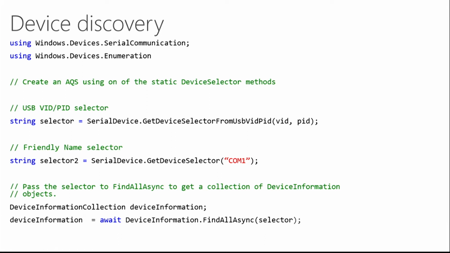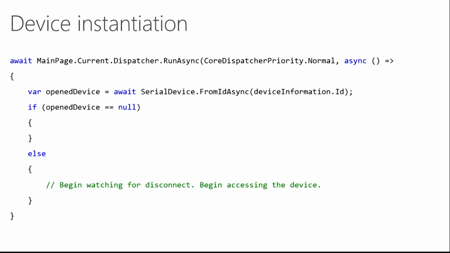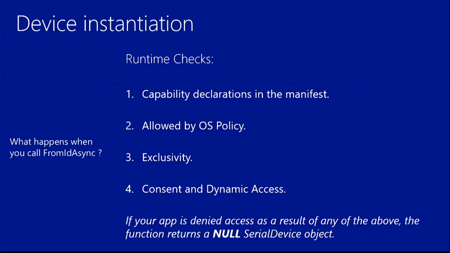And then we call find all async to find all the devices on the system. And then to instantiate the device, we call from ID async, which gives you back an actual serial device object that you can use. A quick word here. You need to worry about the case when the device is null, and we'll go into a little bit of detail a little later in the slide.